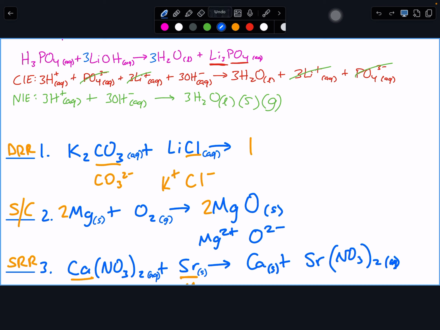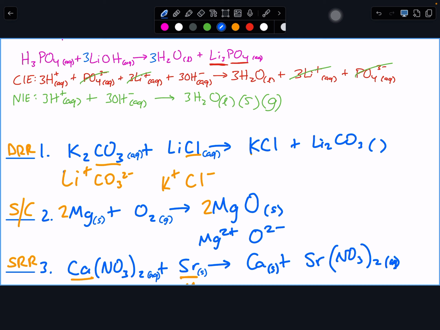Perfect. And then this guy is with who? Li. So Li is what charge? Plus. And then together they make what? Li2CO3. Can you tell me the state of matter of that? Solid.